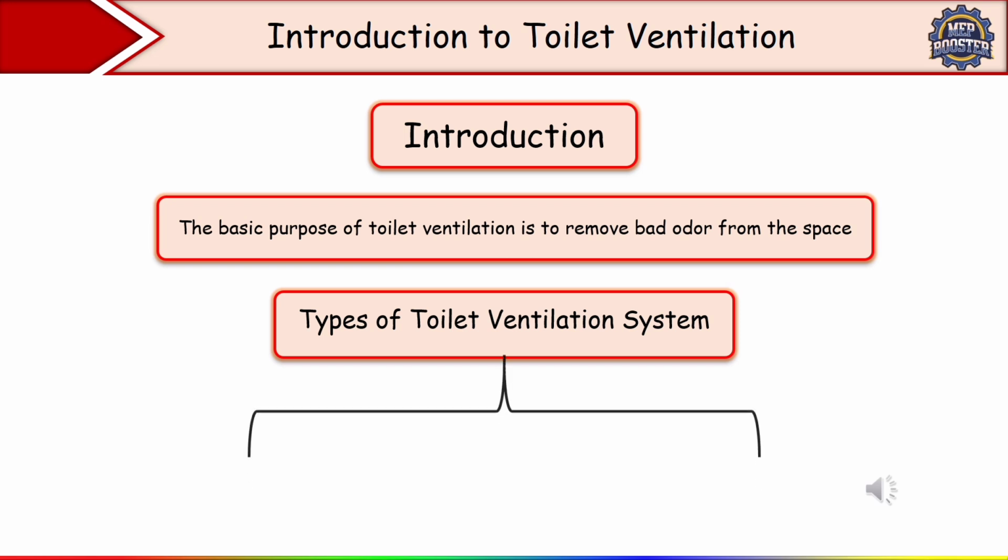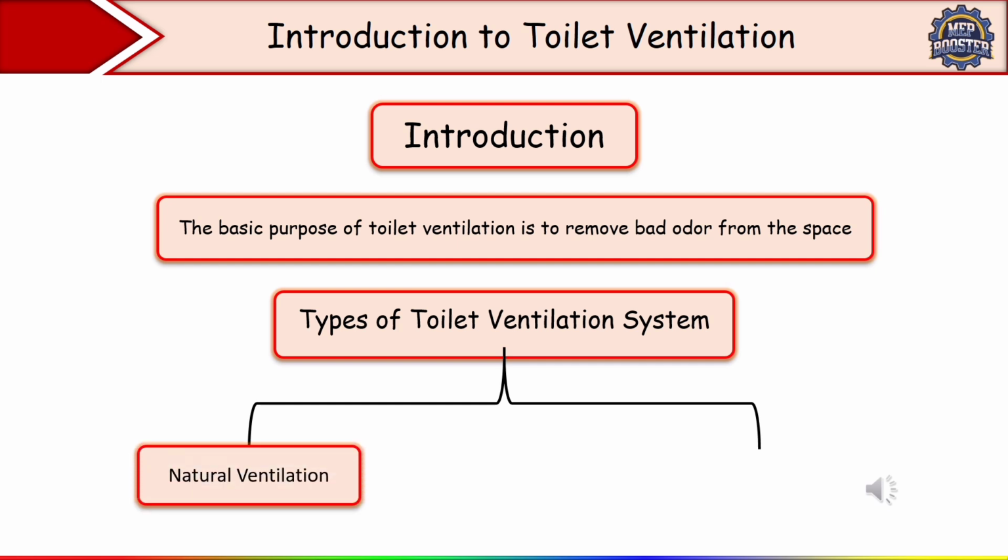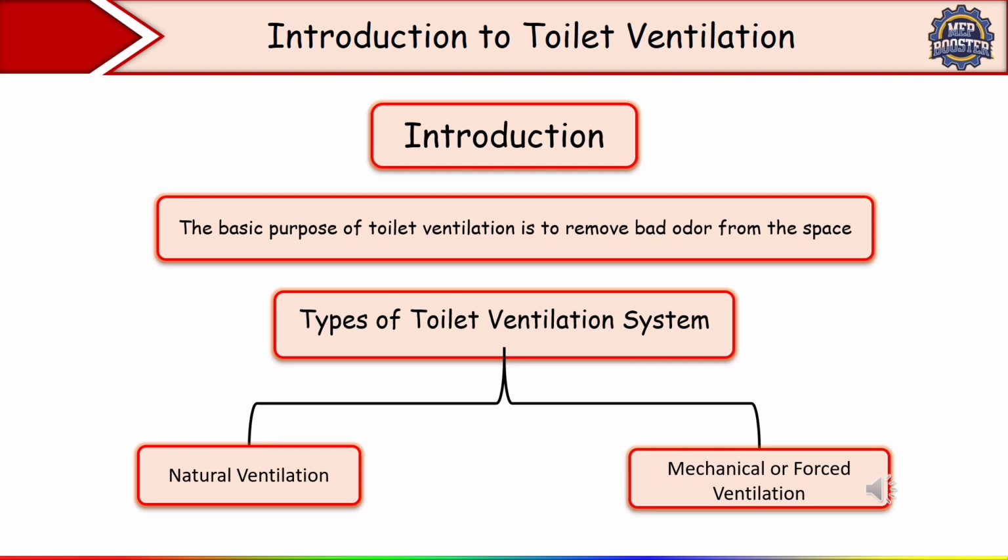Okay, now types of toilet ventilation. Generally this toilet ventilation system may be classified into two types. What are they? First is natural ventilation, second is mechanical or forced ventilation. Now we will discuss one by one what natural ventilation is and why it is important, and what mechanical or forced ventilation is.